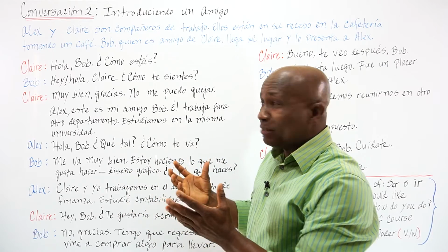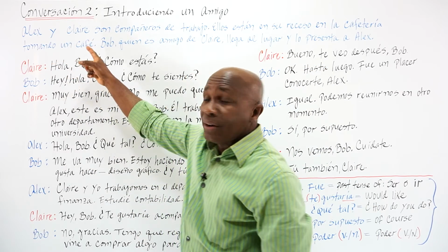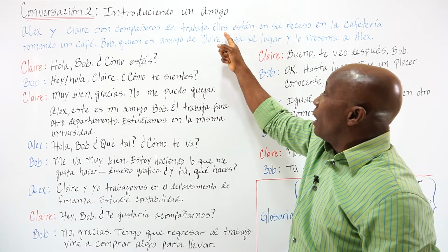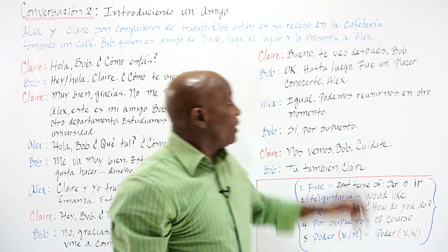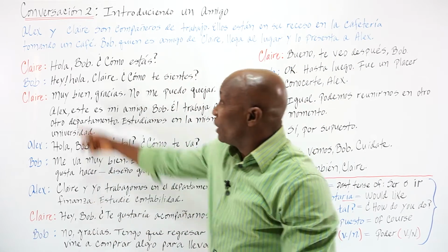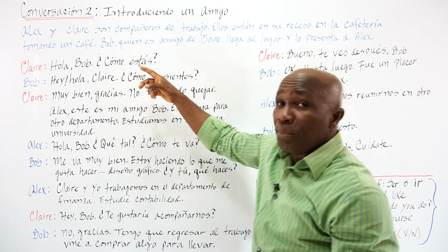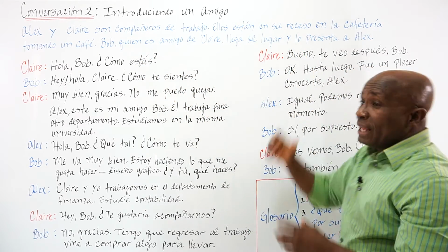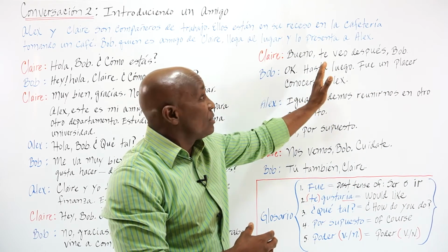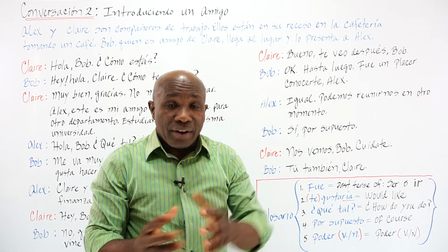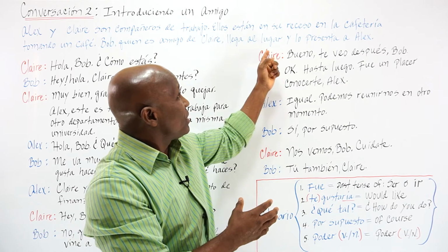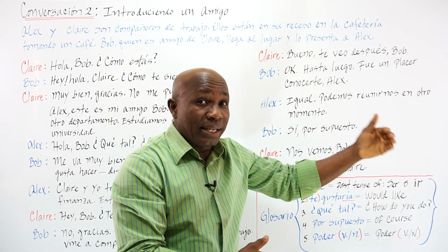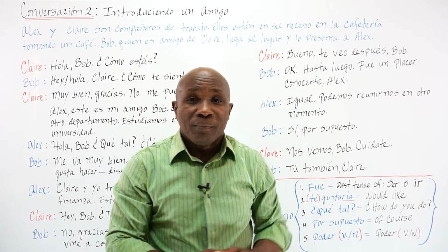So, what does that mean? I'll translate it. Alex and Claire are co-workers. Co-workers, compañeros de trabajo, are co-workers. They are in the recess, in the break, in the cafeteria, drinking a coffee. Bob, who is Claire's friend, right, arrives at the place, and she introduces him to Alex, right? Claire introduces Bob to Alex. That's what it says. Bob arrives at the place, and she introduces him to Alex. Lo presenta a Alex. Okay, that's the context.